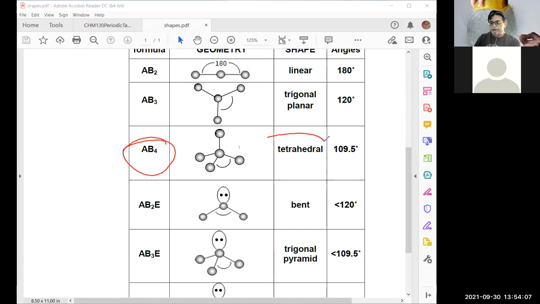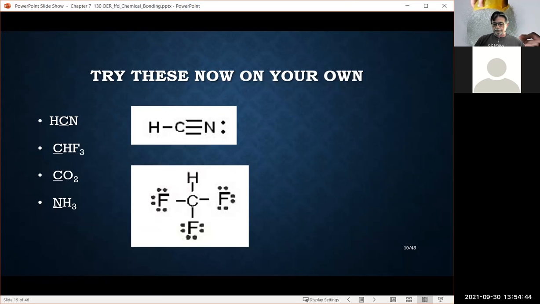The main point is that this geometry is called tetrahedral, and the bond angle between the fluorides and the hydrogen is 109.5. This is the general geometry that nature uses quite a bit out there, especially with organic or biological compounds. All right, so that is the formula for trifluoromethane, is the name of it.